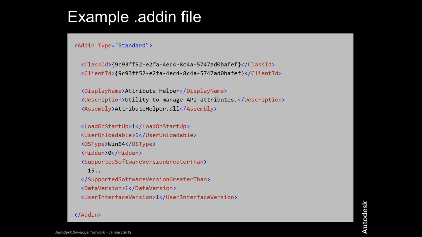And then we can notice the appearance of a new tag as well, the OS type, that can be set to Win64 or Win32, depending on whether you want your add-in to be loaded on a 32 or 64 bit platform. If you wish your add-in to be loaded on any platform, you can just remove this tag and the add-in will be loaded for any platform type.